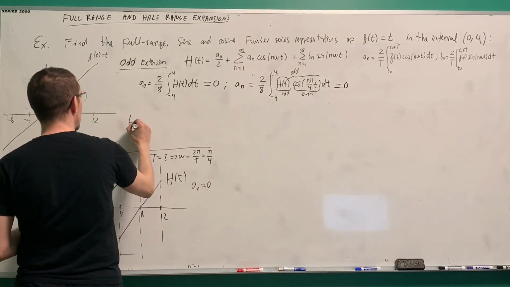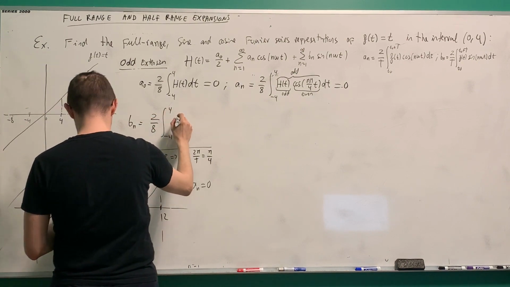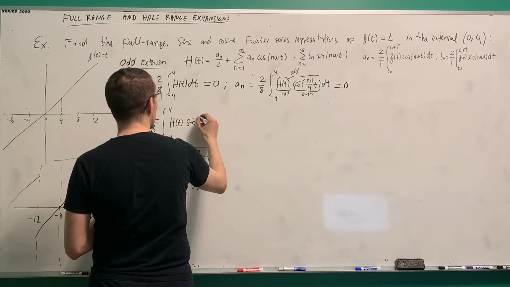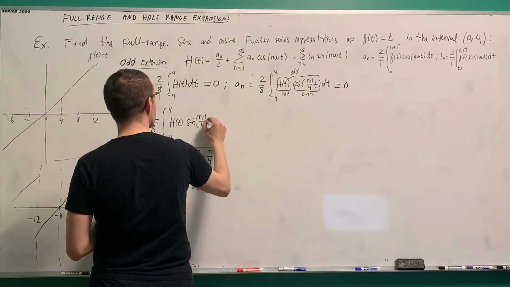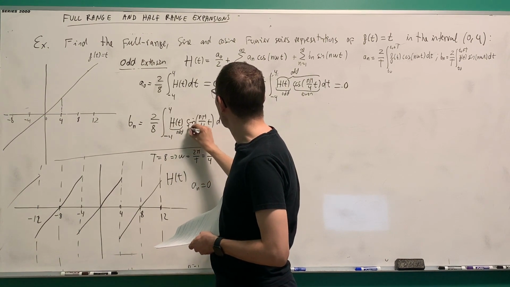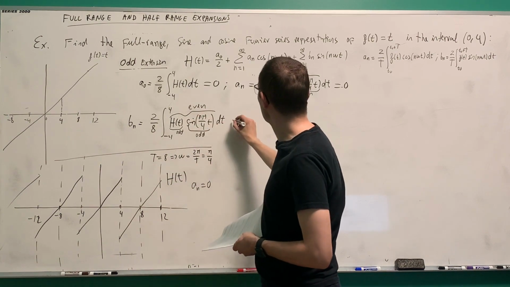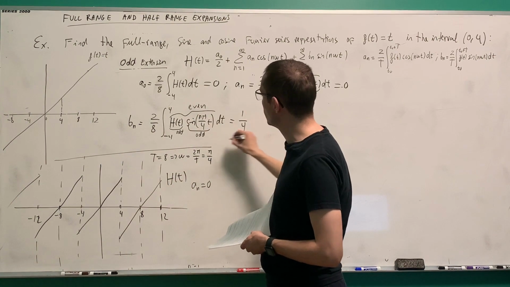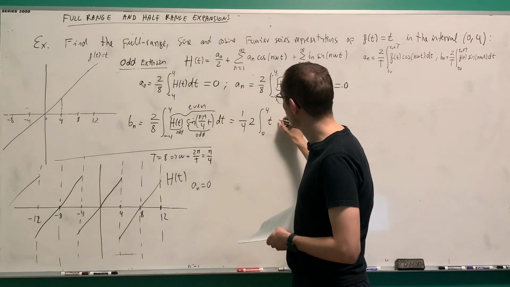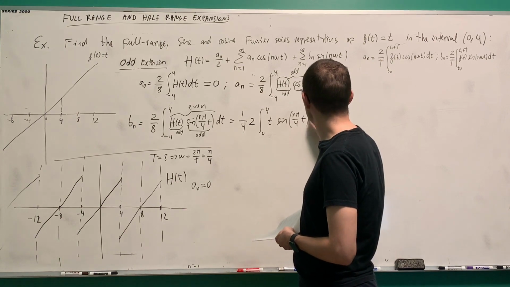Now let's compute the b. So bn is equal to 2 over 8, integral from -4 to 4, h of t, sine of n pi over 4 t dt. Now, we had an odd function times an odd function, odd times odd, it's even. So it's an even function, I think. That means that I can do 1 over 4, which is the 2 over 8, twice the integral from 0 to 4 of t sine n pi over 4 t dt.